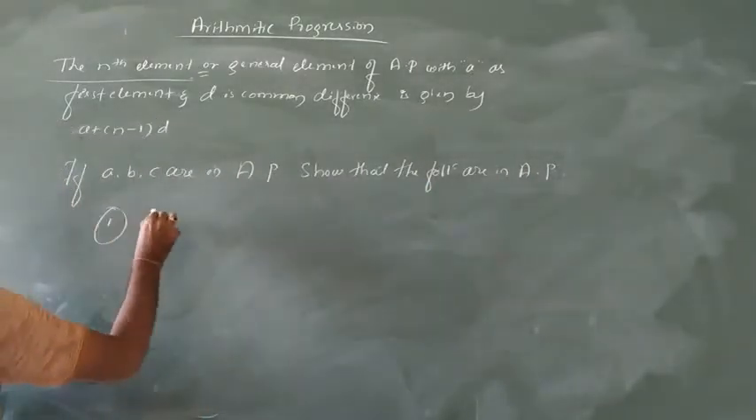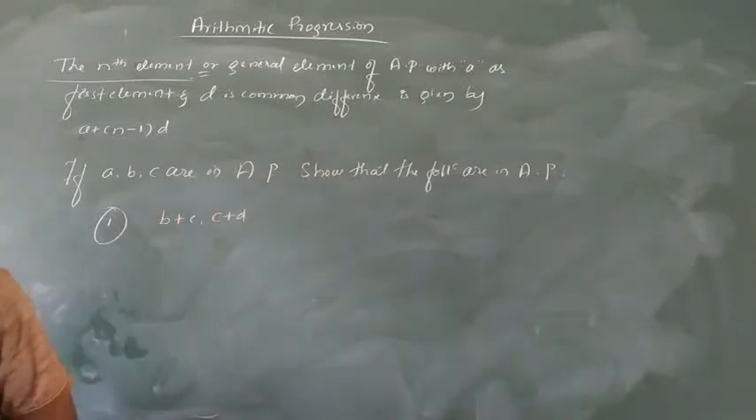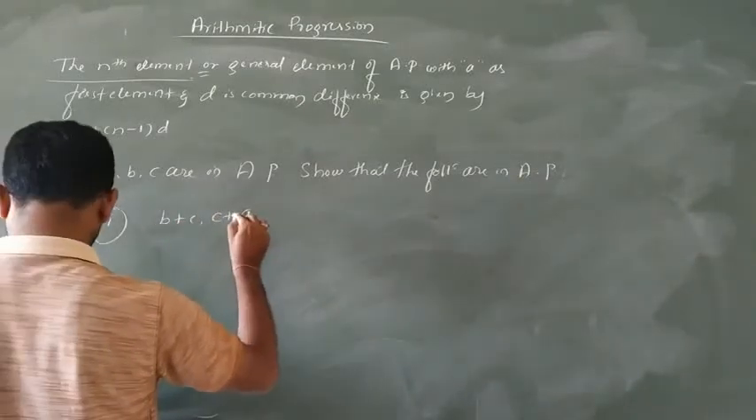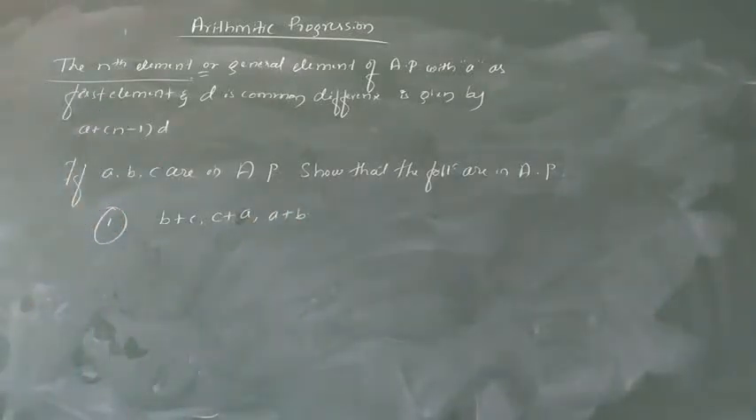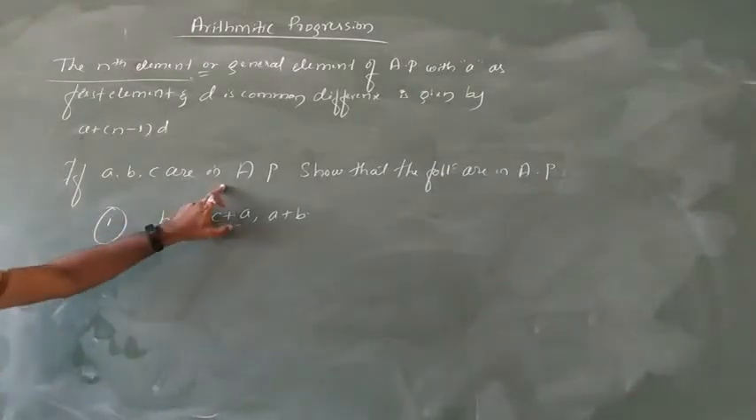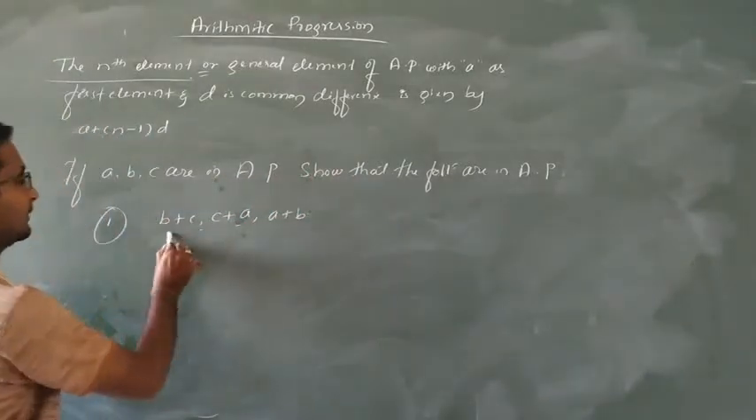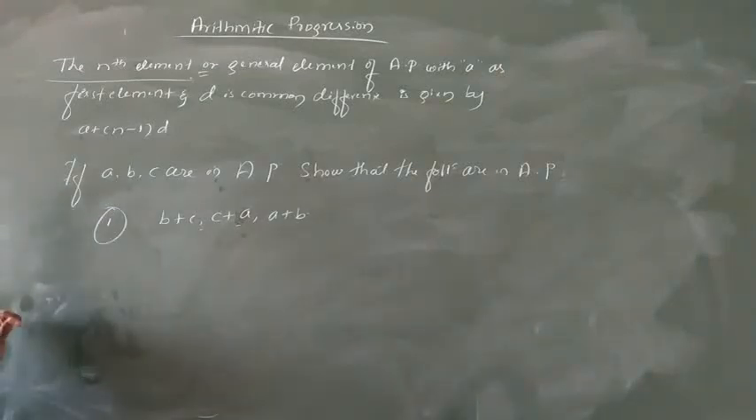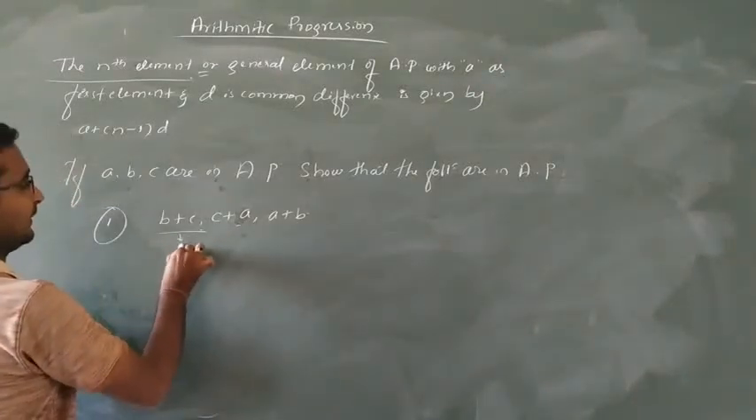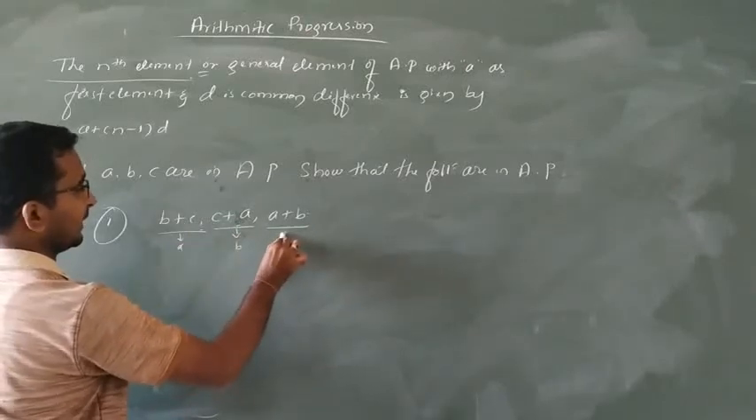The first one: B plus C, C plus A, A plus B. So these three elements. If A, B, C are in AP, show that the following, this B plus C, C plus A and A plus B, are in AP also. Now I am going to consider B plus C as A, C plus A as B, and A plus B as C.